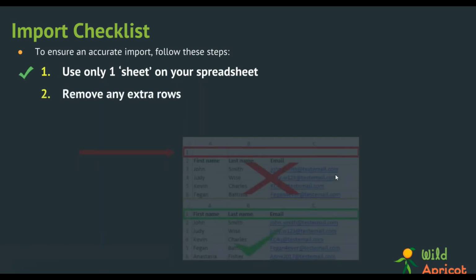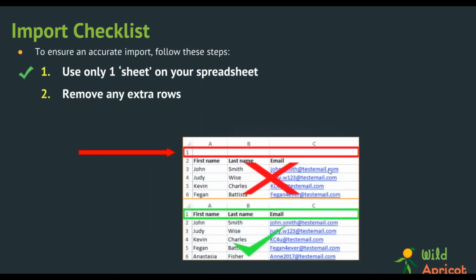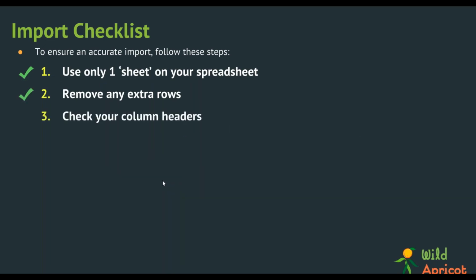Next, you'll want to remove any extra rows that are in that spreadsheet. And of course, these are pretty easy to spot, but if you have extra blank rows, especially at the top of your spreadsheet, it's really going to muck things up in the future. So what you want to do is make sure that the first row is the name of your individual columns, the names of the types of information that you're importing into Wild Apricot.